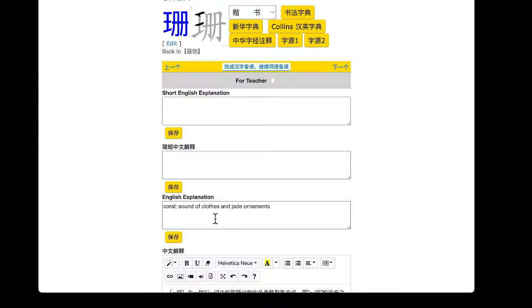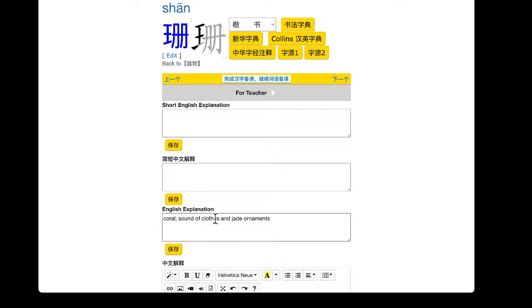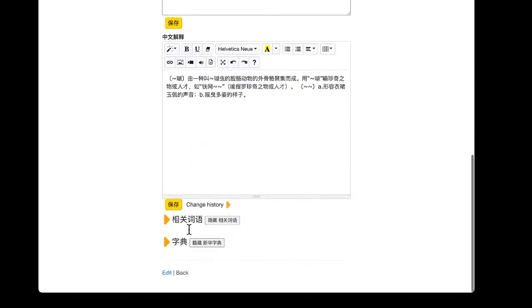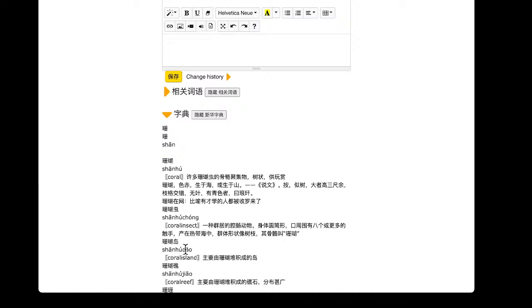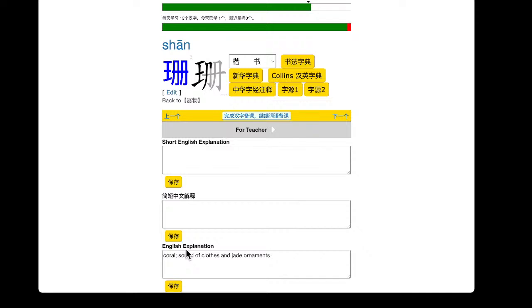So this one is shan, and one meaning is shanhu, which means coral. But the original meaning is the sound of jade pieces knocking each other. Now shanhu is used because corals are very colorful, very pretty, as if they are made out of jade. And when they harden, they look like stones.